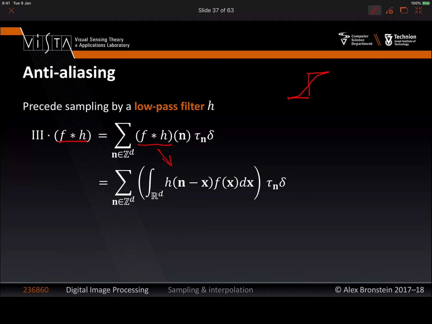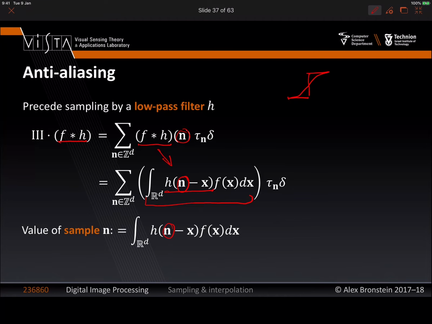And I'm evaluating the convolution at the point n. Okay, so let's now see what happened here. Basically, we are integrating the function with some window h, and we are taking its value at the sample n, at the location n.